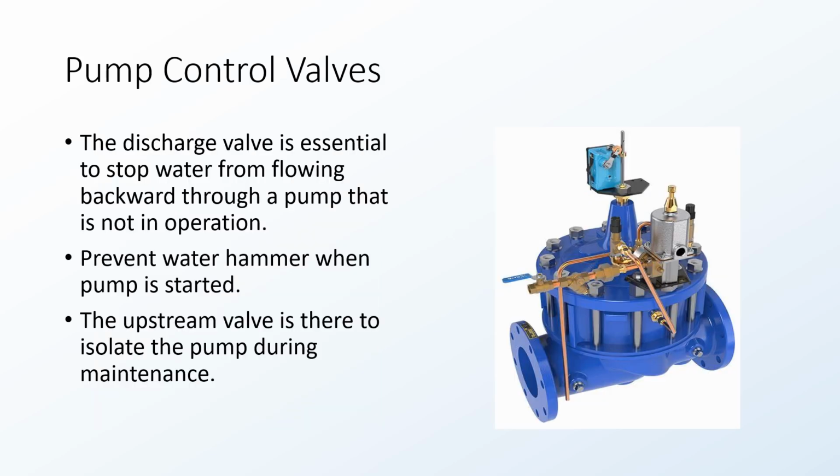All right, here we have a pump control valve. The valve itself is essentially to stop water from flowing backward through a pump that's not in operation. As you can imagine, water's got to move through there, and this valve acts like a check valve, if you will, preventing water from flowing backwards when that pump is off. Another function of this valve is to prevent water hammer from occurring when the pump is actually started up. And then you've got an upstream valve there to isolate the pump when you have maintenance. It'll typically be a gate valve or a butterfly valve, depending on how your system is set up.